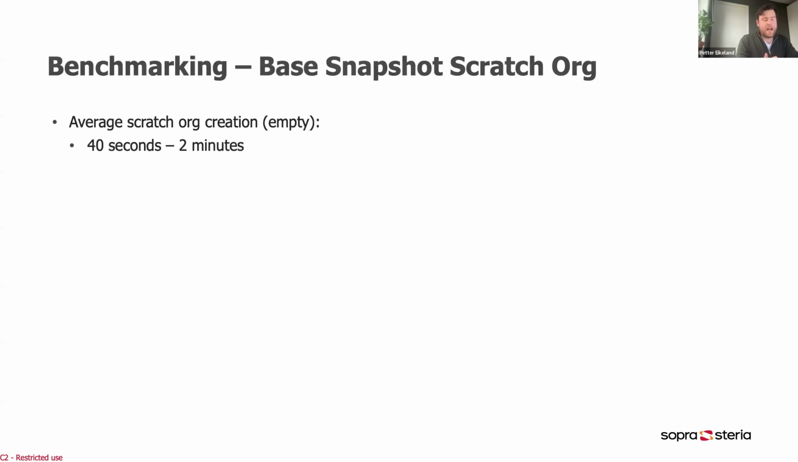So we'll have a lot of benchmarking. I've had some automated jobs running for a couple of weeks now, creating scratch orgs, both regular scratch orgs and snapshot scratch orgs, and trying to benchmark how much time we can save on our daily operations in our team. So the average scratch org takes around 40 seconds to 2 minutes. And of course, as mentioned earlier, this would be empty, only features and settings as specified when you create the scratch org.